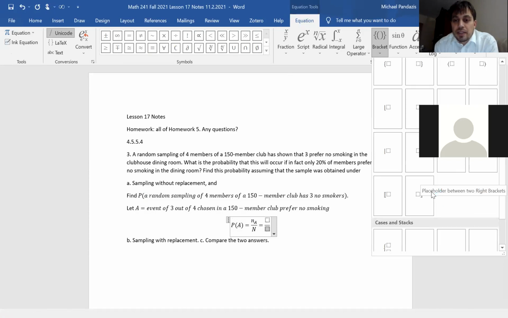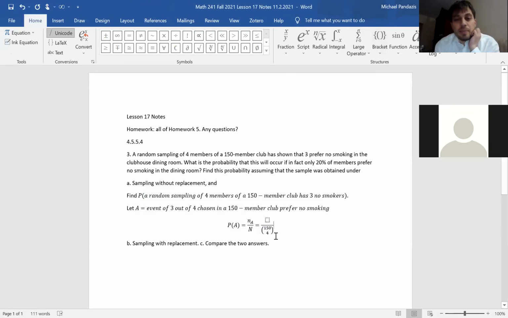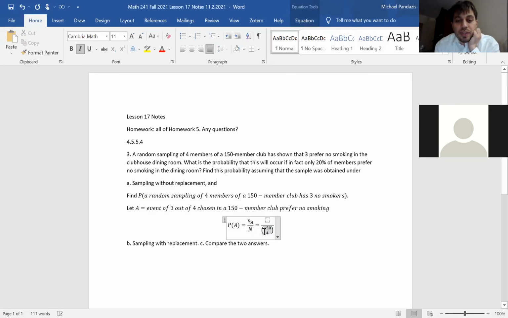So I'm just going to get the notation for it. You can hear me. Okay, good. So you have 150 members in your club, and you want to have a sample of 4 of them. So 150 choose 4 is the denominator. It's the number of ways of having a sample size of 4 people from that 150 member club. The numerator is the number of those 4-person samples in which exactly 3 of them prefer no smoking.